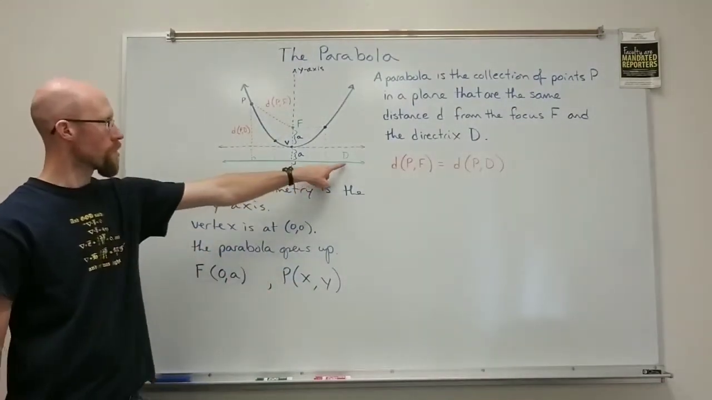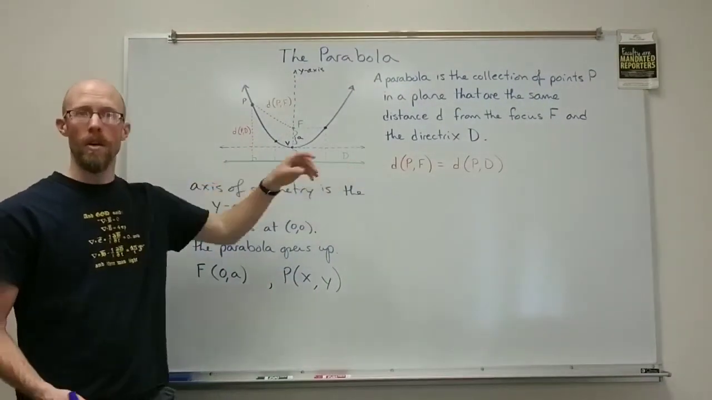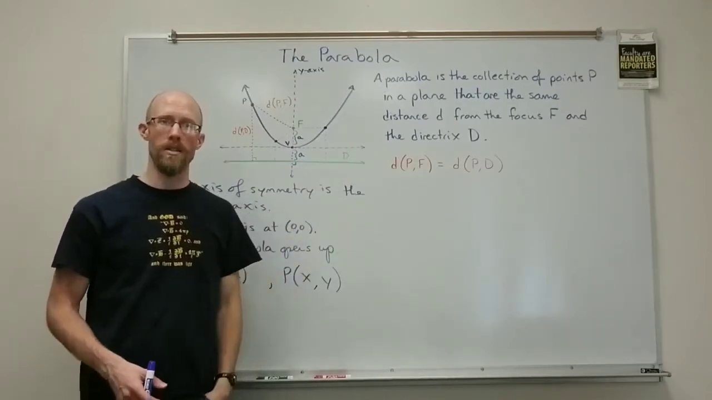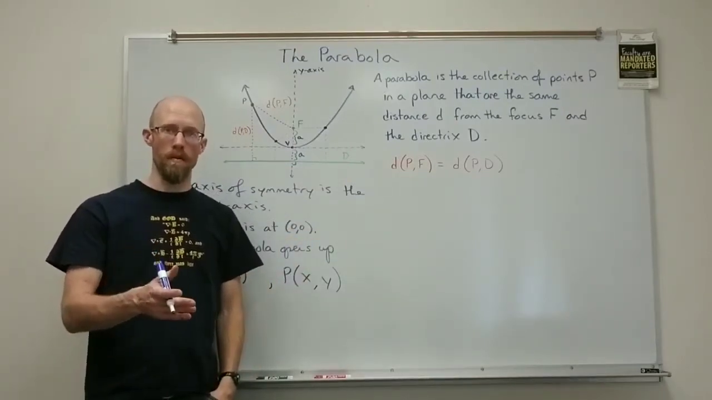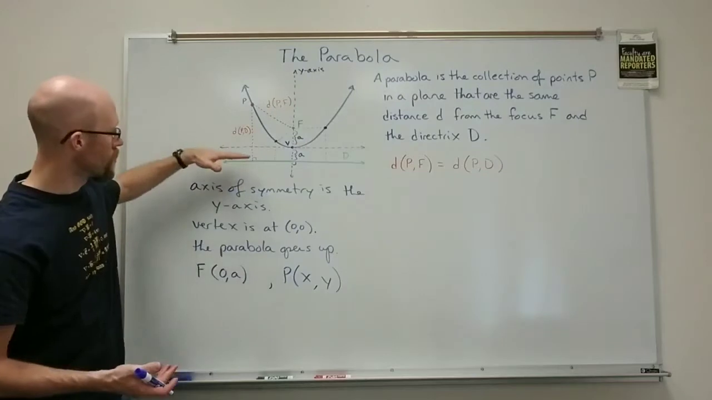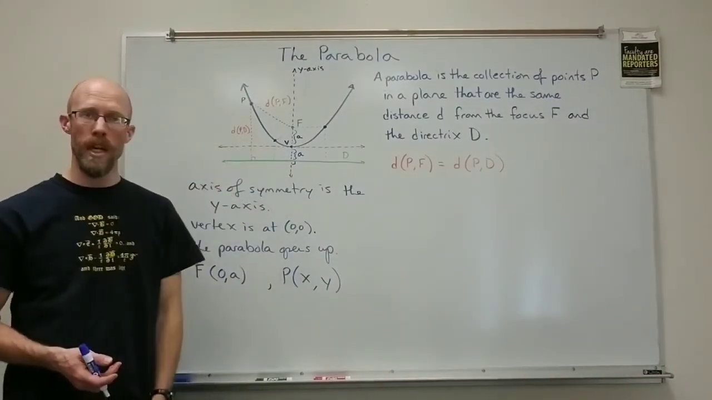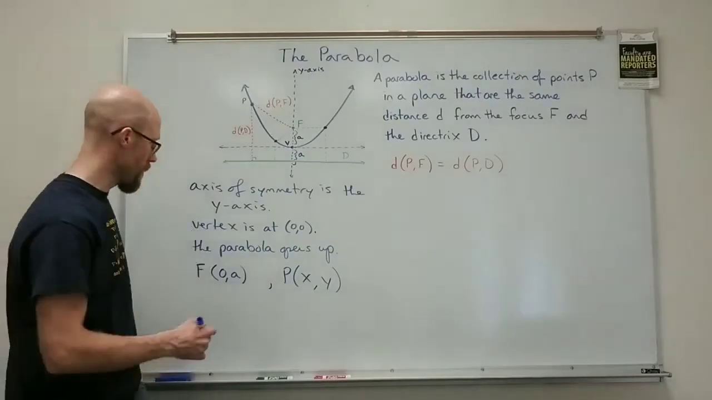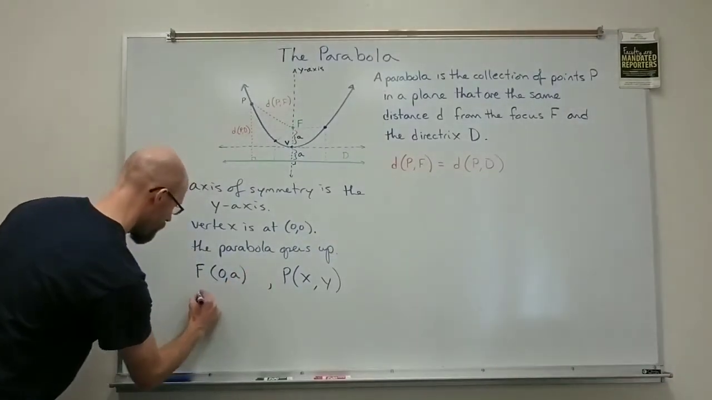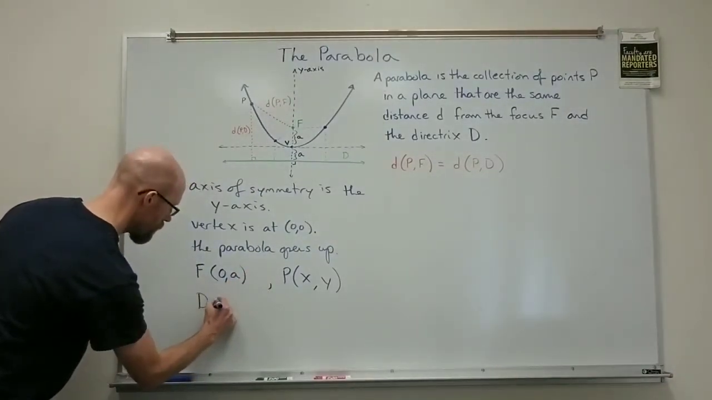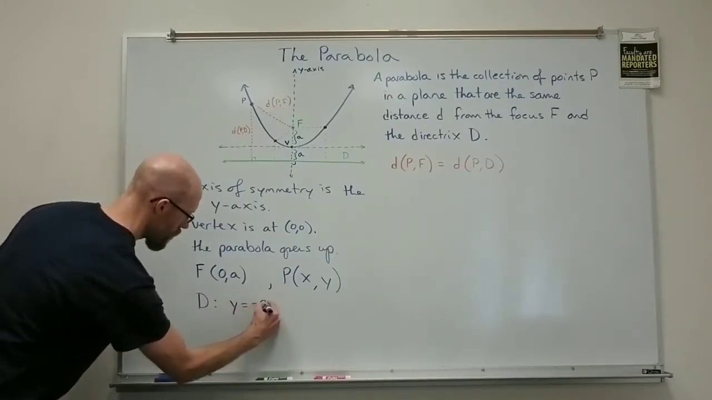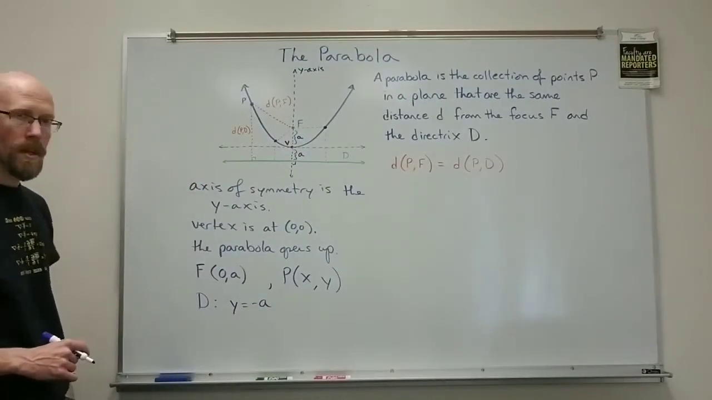I also know that the directrix has an equation. Equations of horizontal lines are always y equals a number, and the number is the y-intercept, which, because it's a units below the x-axis, will be at negative a. So the directrix is the equation y equals negative a, right?